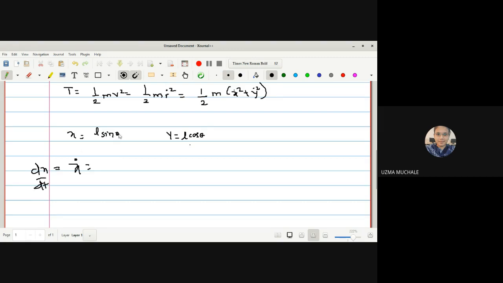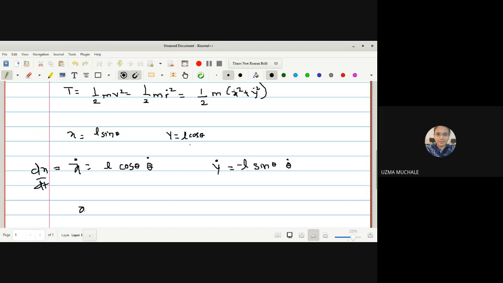And L is a constant, theta is a variable, because as theta is changing, your mass or pendulum is changing its position, correct? Now how to calculate x dot? L as it is, derivative of sine theta is cos theta, and derivative of theta with respect to t, that is theta dot. Again y dot, how can it be written? L, derivative of cos theta is minus sine theta, derivative of theta is theta dot.